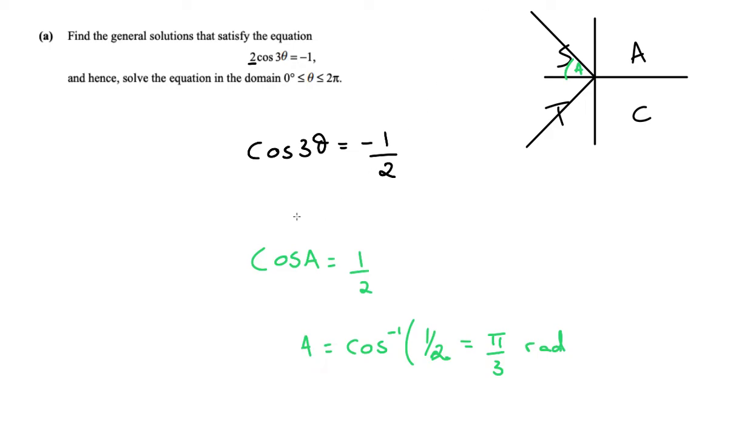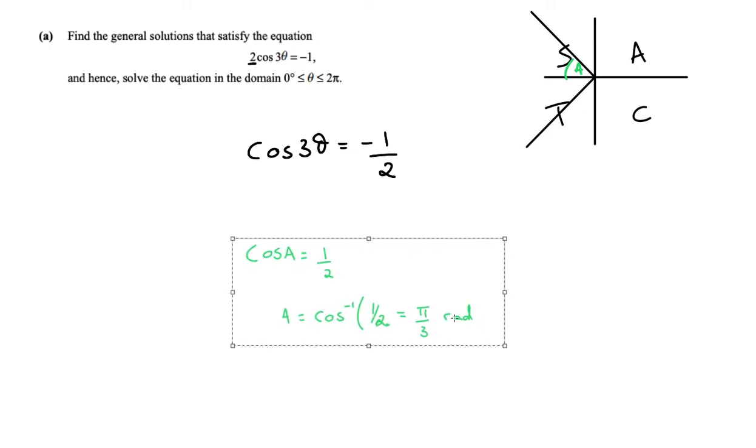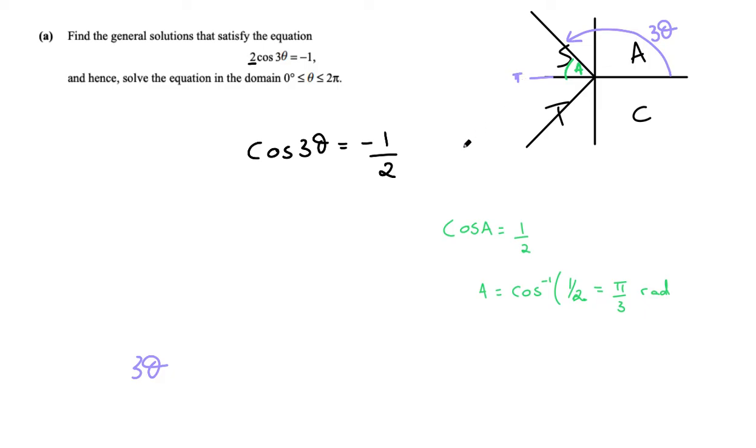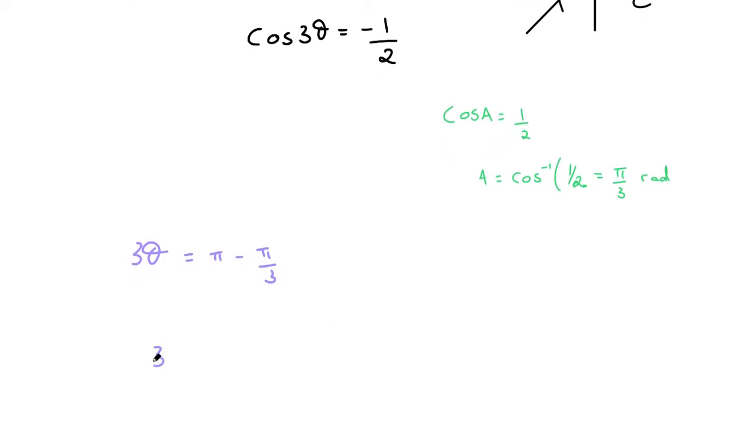So that's only the reference angle. I want to find not that angle, but the angle if I went the whole way around into that quadrant. So I start here and I rotate around. That angle there is the 3 theta. And that 3 theta is going to be almost at this line here, which is pi, but we stop short of it by pi over 3. So what I get there is that 3 theta is equal to 2 pi over 3.